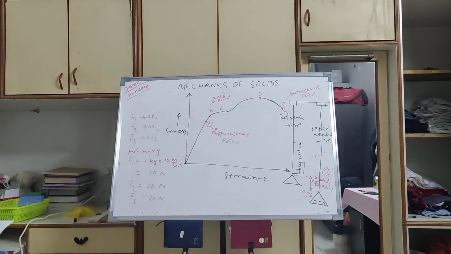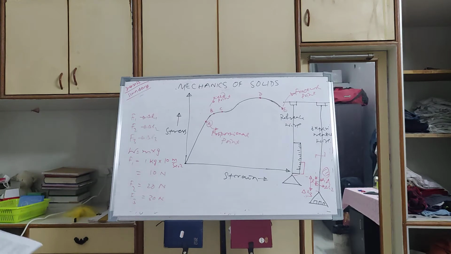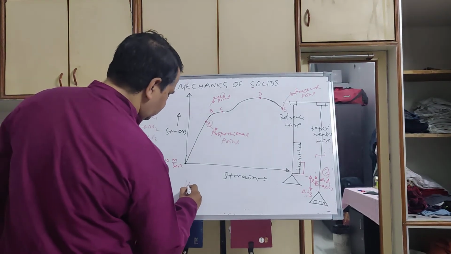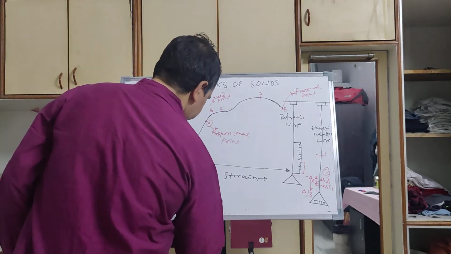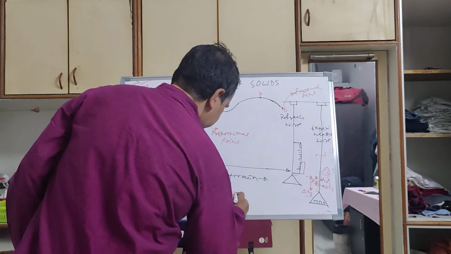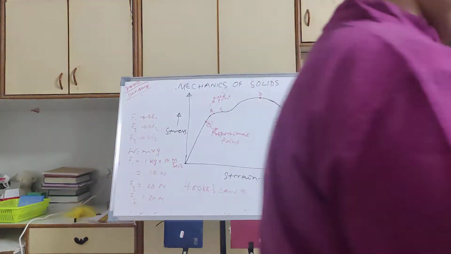So what is the importance of point B? There is something called Hooke's law. So what does Hooke's law say? Hooke's law says that for small deformation, stress and strain are proportional to each other. This is known as Hooke's law.